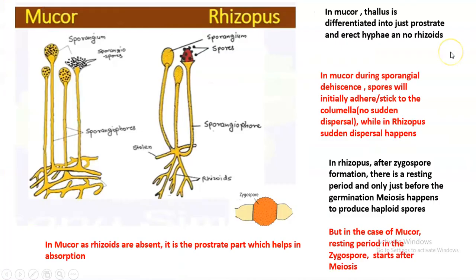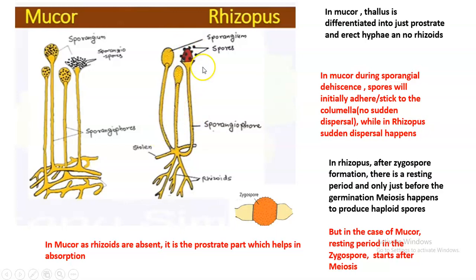So let us move. These are the differences between MUCOR and Rhizopus. You can observe many things visibly. From one particular node, in the case of MUCOR only one sporangiophore arises, but in the case of Rhizopus from one particular node there are many. It's like a tuft, T-U-F-T-S, tufts. From one particular node many sporangiophores arise, at the tip of which sporangia are carried. So this is one difference.